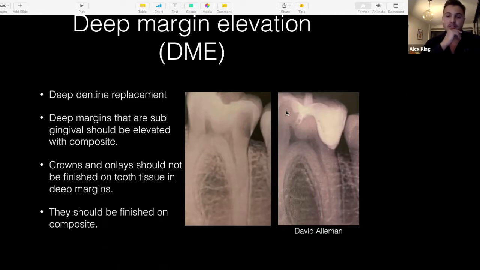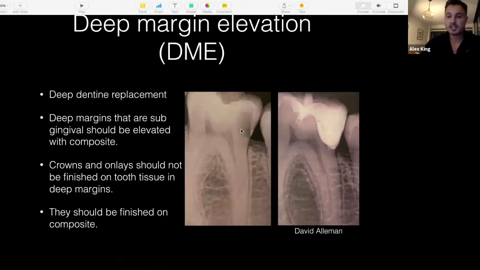This was coming to the end of the slides. There's a rule of thought called deep margin elevation. And deep margin elevation, again, is what it says. If you have a deep margin, you're going to elevate it. So we're replacing deep dentine.